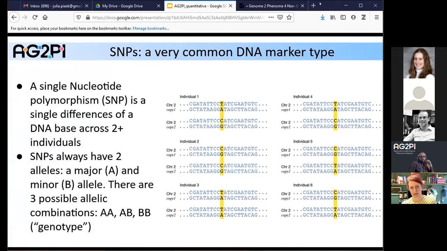So again, Dr. Willard introduced SNPs, single nucleotide polymorphisms. It's an extremely common DNA marker type. It's the main one used, and it's literally a single variation in a base pair across at least two individuals, although usually it's varying in a much larger population. It's not just one individual that's different. They always have just two alleles, a major and a minor allele. And so we end up with three possible combinations: the homozygote for the minor allele, the homozygote for the major allele, and then the heterozygote between them. And that is sometimes referred to as a genotype.